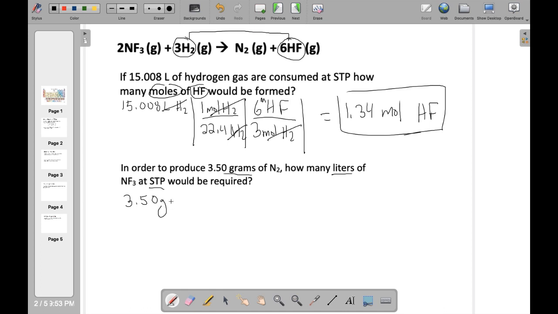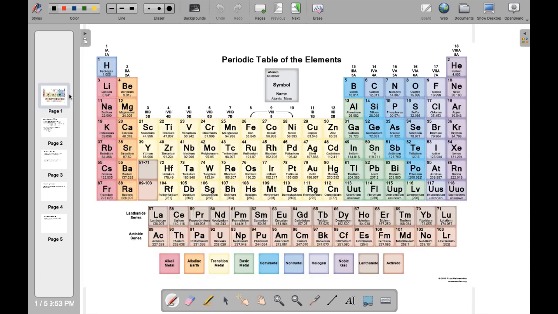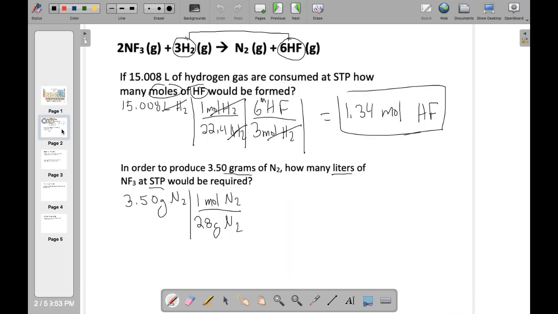3.50 grams of nitrogen. Well, I know 1 mole of nitrogen will equal 28 grams. Now, where did that number come from? That's the molar mass. If we go to the periodic table, nitrogen is 14.007 grams for 1 mole, which I find right here. So if I took 14, I'll just say 14. That's how much 1 mole of nitrogen is, but I have N2, so it's times 2. So 28 grams.